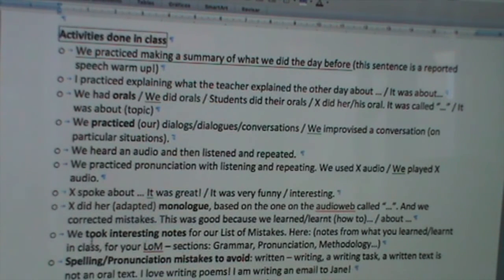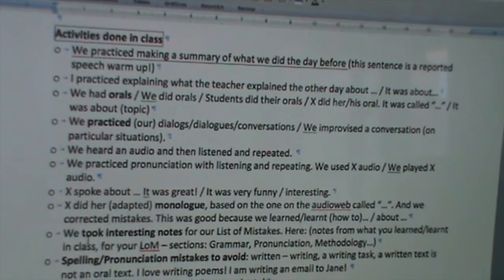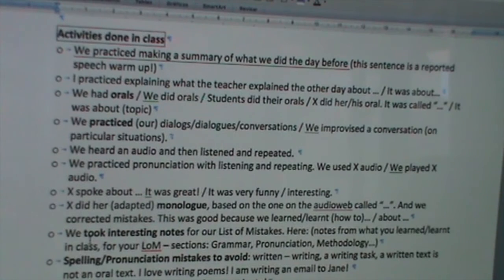We heard an audio. Escuchamos un audio y después escuchamos y repetimos. We heard an audio and then listened and repeated. We listened to an audio, es posible también. Siempre hay que poner el to. Y lo único es que heard es más como general, más desde lejos. Y listened to es ya ahí como visualizando que lo estábamos trabajando, que teníamos toda la atención puesta en ello, ¿no?